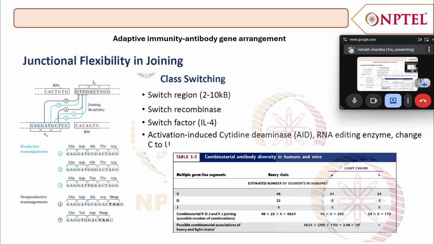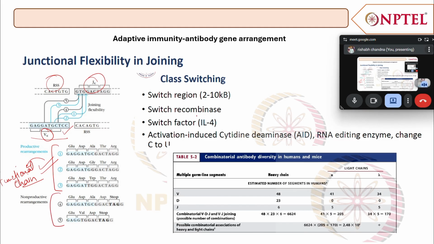So here we have the nucleotides. So when the V region joins with the J region, it leads to the joining flexibility between different nucleotides. Okay, so there are some productive rearrangements that take place that lead to the formation of a functional chain, and there are some non-productive rearrangements also.